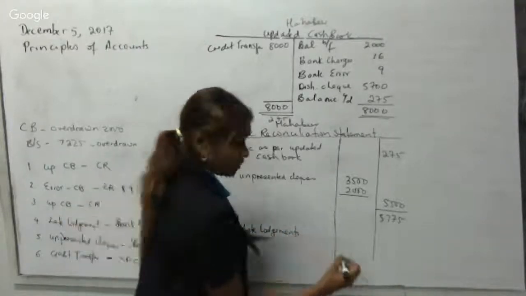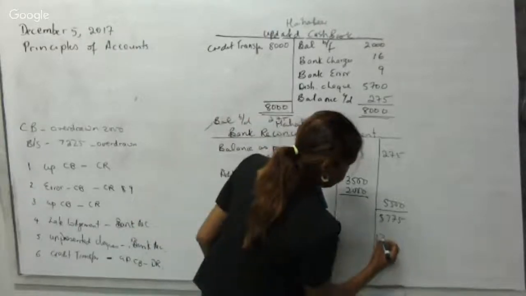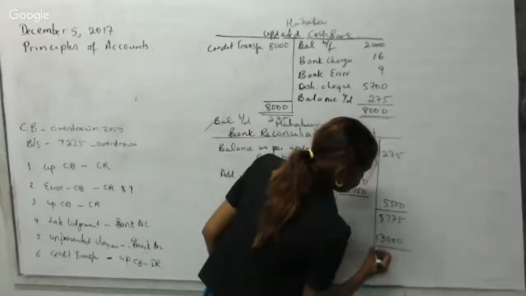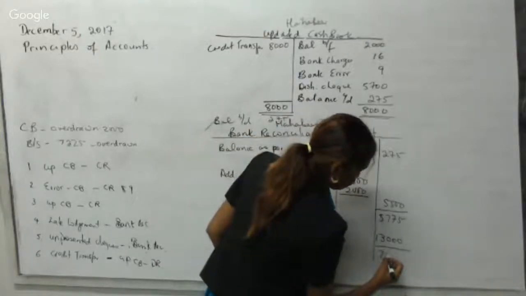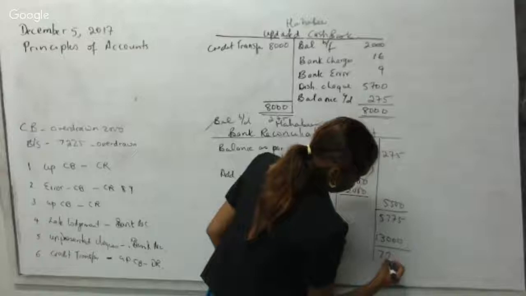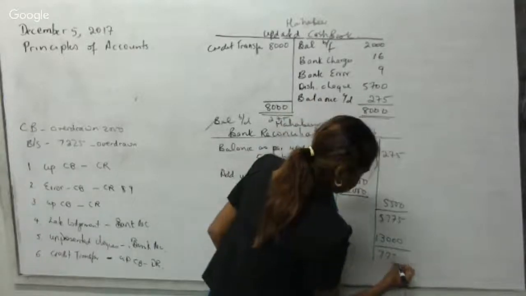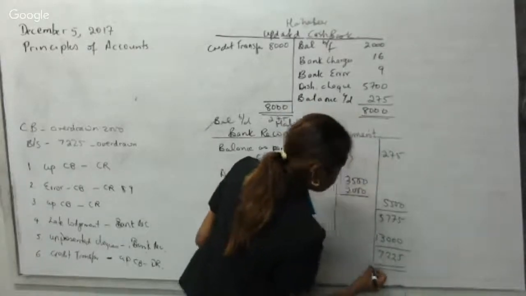The late allotments were 13,000. So we're taking away 13,000 from 5,775. That leaves us with 7,225. So the balance should come back to 7,225, which is the overdraft.